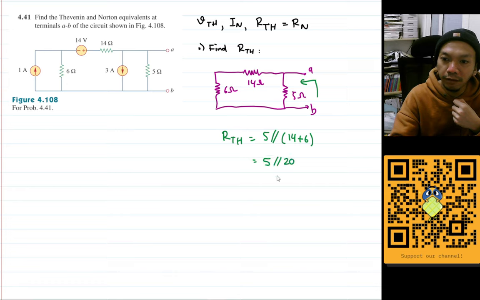Or we can use 5 multiplied by 20 divided by 5 plus 20. That will be 100 divided by 25, and that will be 4 ohm. So we have the value of the Thevenin resistance and also the Norton resistance, that will be 4 ohm. Maybe let's save this.